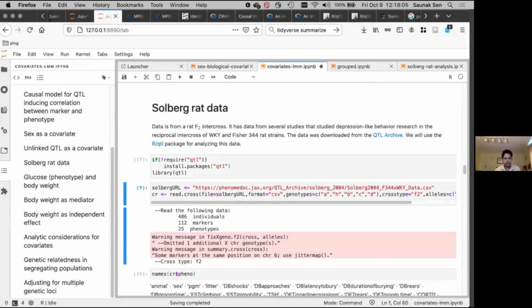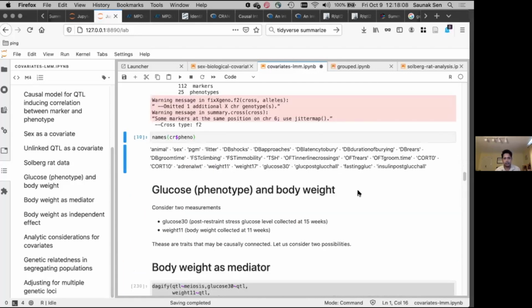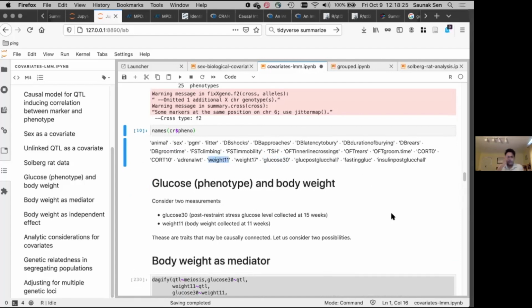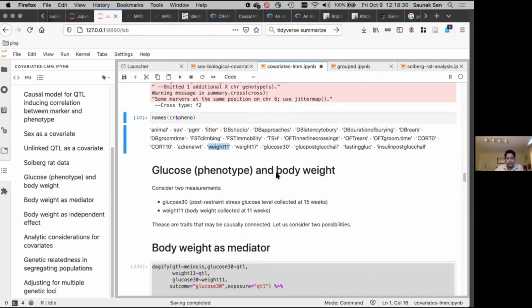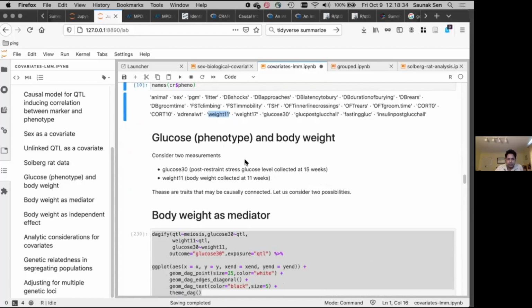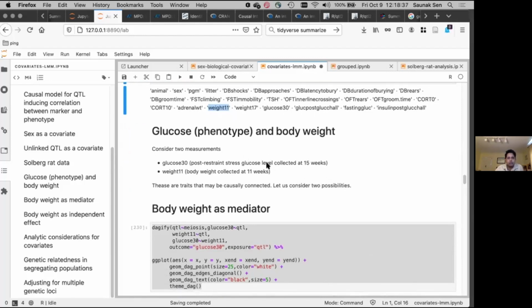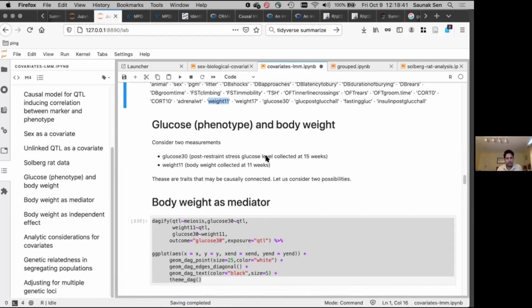Okay, so I'm going to read in the data, and here are all the phenotypes. The things that I'm most interested in right now are glucose after the stress challenge, and body weight that was measured a little bit prior to it. So if our primary phenotype of interest is glucose, and we have a body weight measurement, one might want to think about, okay, we all know that body weight is related to the metabolic syndrome, and so there is a causal connection between body weight and glucose.